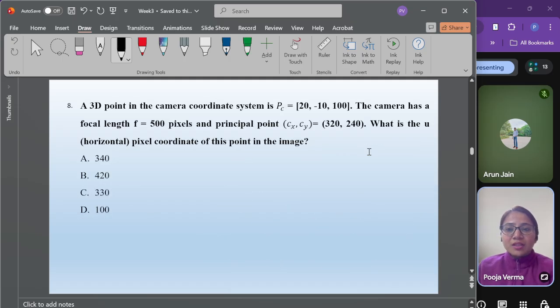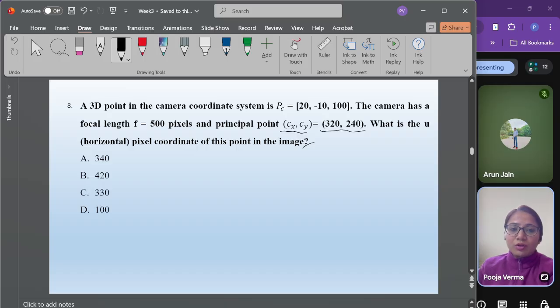The next question is: a 3D point in a camera coordinate system is given as PC, 20, minus 10, 100. The camera has a focal length f equal to 500 pixels and a principal point, that is cx and cy, which is 320 and 240. What is the q, that is the horizontal pixel coordinate of this point in the image?